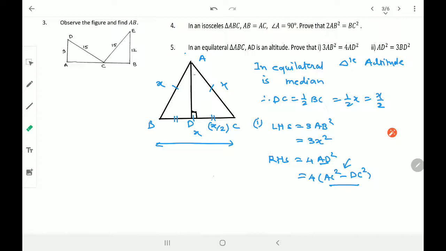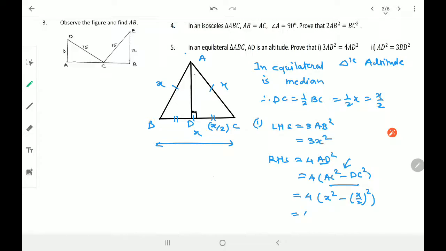Otherwise, if you're not understanding it, what you can do is you can write Pythagoras theorem and write AD square as you wish. So write Pythagoras theorem for this particular triangle, and then write what AD square is equals to. Okay, you will understand it is AC square minus DC square. So 4 times AC square. What is AC square? It is x square minus DC. DC कितना है? X by 2. So make sure that you understand x by 2 the whole square.